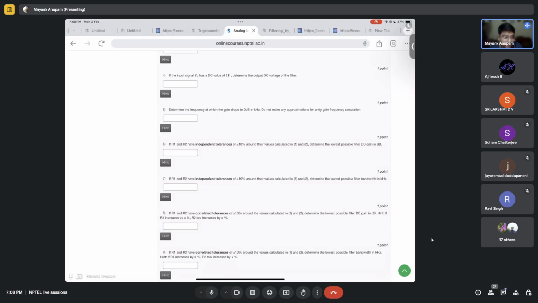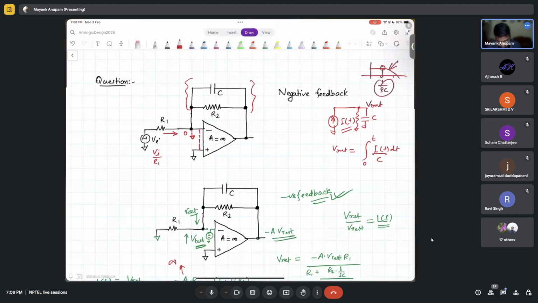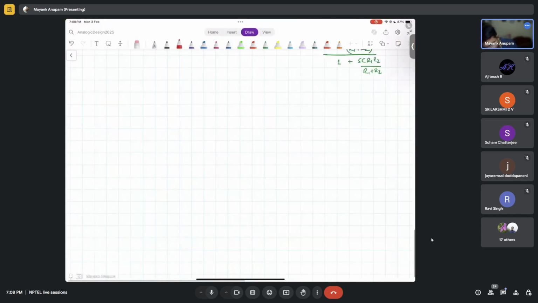Sir, here correlated tolerances means the product of the tolerance. You see, this is something which is new. Let me just talk about it a little bit.